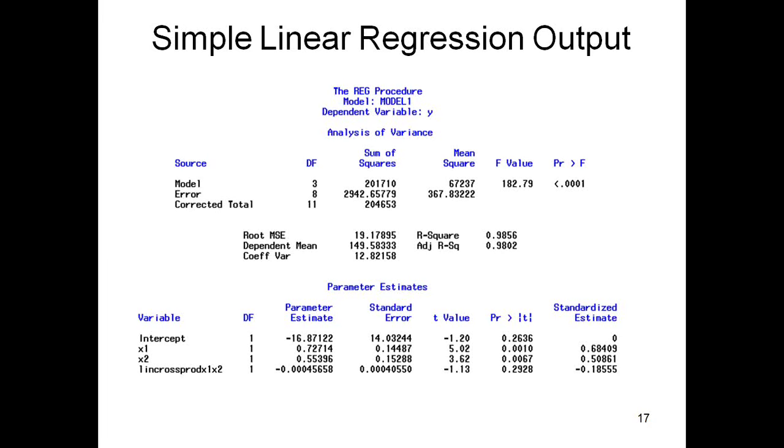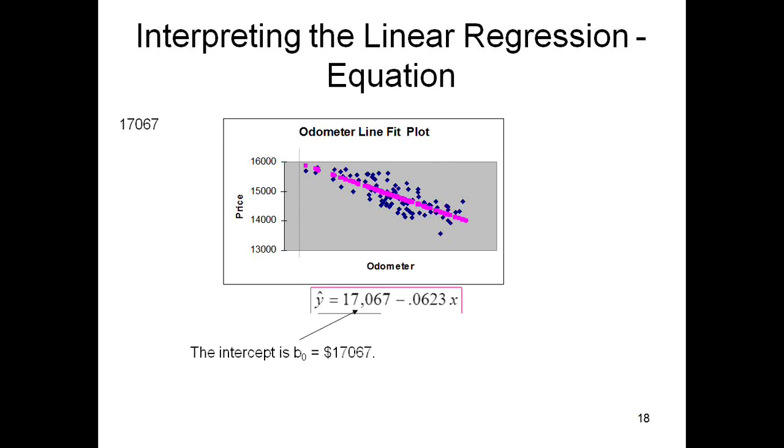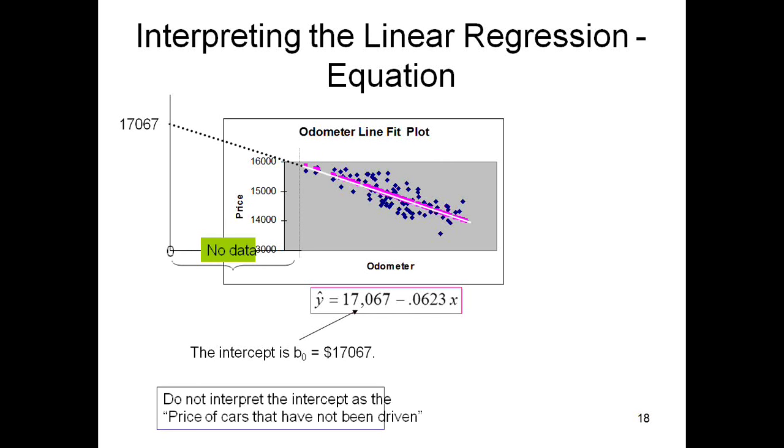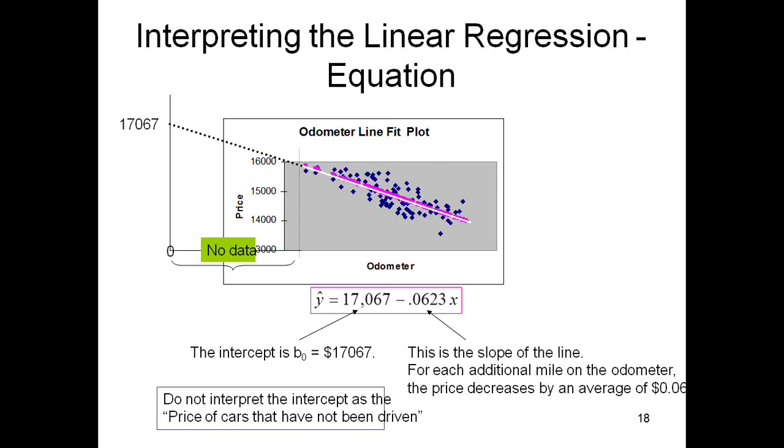So this is how the interpretation of the linear regression equation works. When we fit the model, we get y cap equal to intercept minus the parameter estimate multiplied by x. So you can see how we are going to interpret. Do not interpret the intercept as the price of cars that have not been driven. This is the slope, and 0.0623 is the slope of the line for each additional mile on the odometer. The price decreased by an average of this. So if you increase one unit, then it would decrease by $0.0623. So this is what we are getting, a negative relationship between Y and X: when your odometer is increasing, then your Y is decreasing.